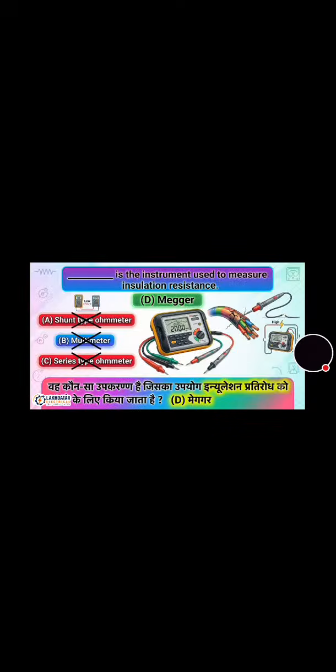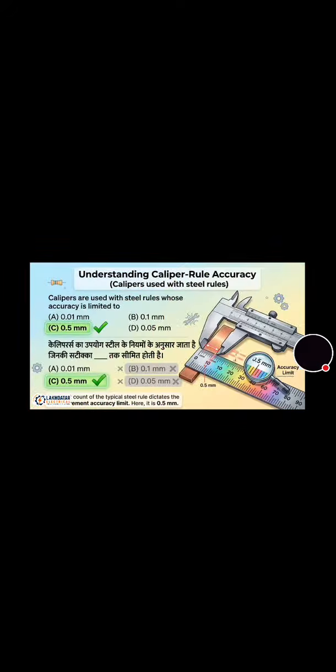This is the most important and favorite question of HSSC. What is the instrument used to measure insulation resistance? And its correct answer is option D, that is Megger. Now we will move towards the next question that's on the screen.